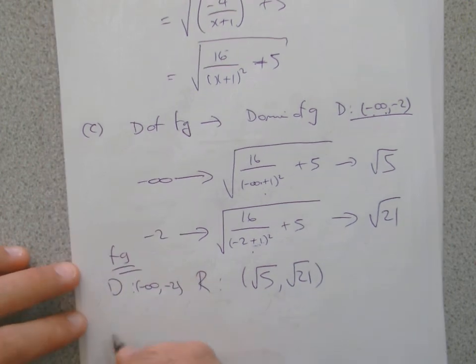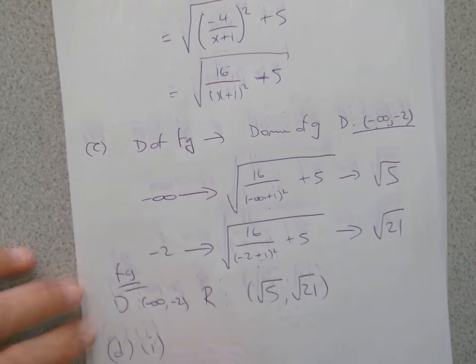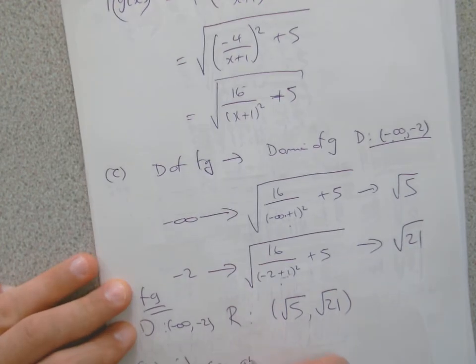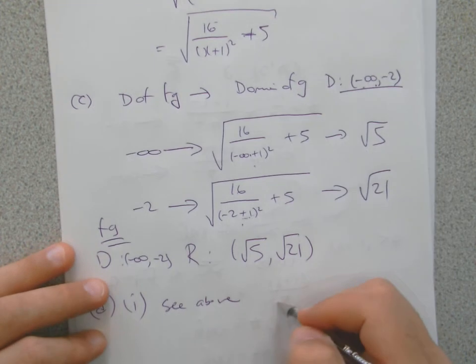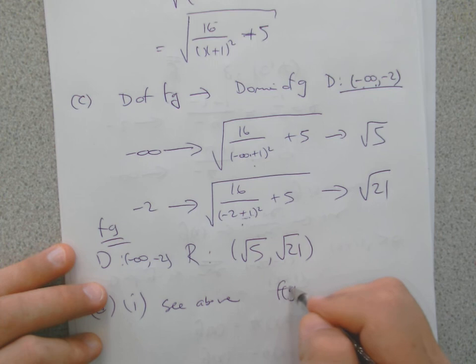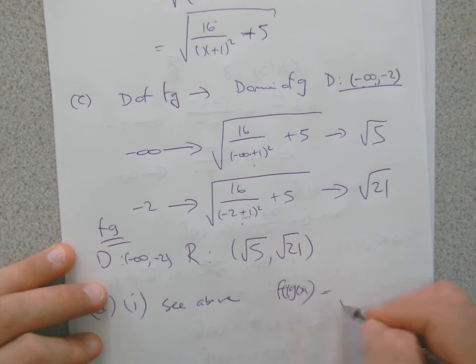So part D, question 1, it says write down an expression for fg. Well, you can just say C above. We've done the workings out up there, and of course you've got the answer. I would write the answer out again. fg of x is equal to this.